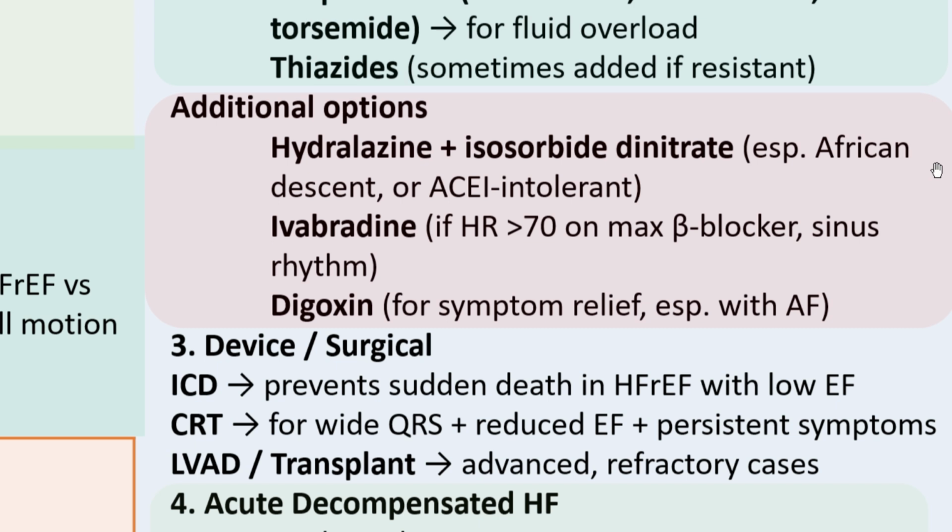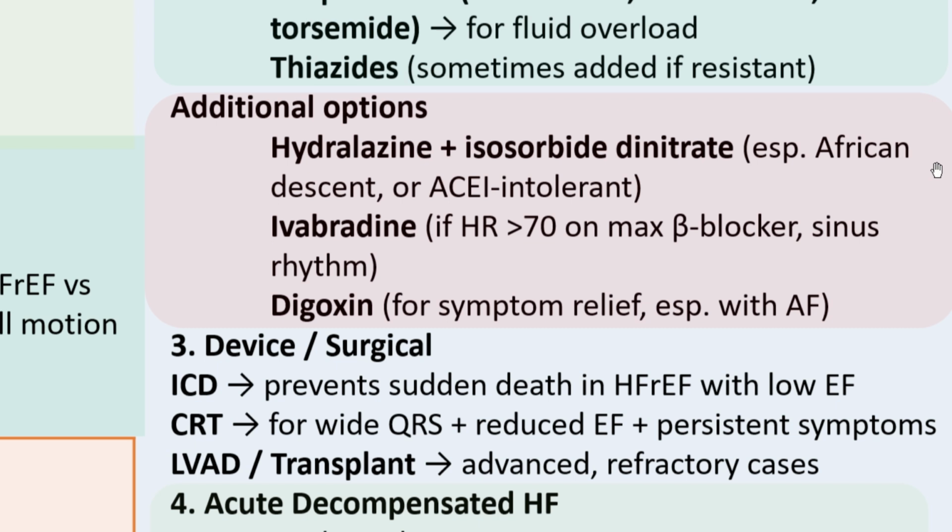So if you give an ACE inhibitor, which combats the RAS system, and this patient's disease is not solely driven by the RAS system, they may not respond so well, or the response may be very slow. So what we do is give a combination of hydralazine, which is an arterial vasodilator, which is going to reduce the afterload on the heart, as well as isosorbide dinitrate, which is a venodilator, which dilates the venous system, and this is going to reduce the preload to the heart.